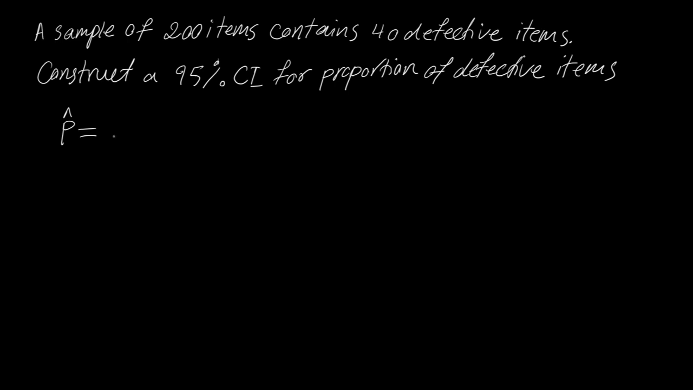So p hat here is 40 defective in 200 items. So this is the estimate for the proportion of defective, which is 0.2. And then we are looking for a 95% confidence interval.